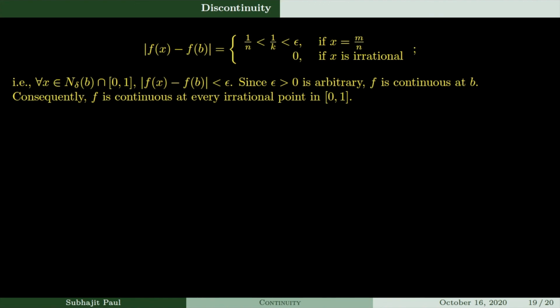This is a peculiar kind of function, this popcorn function. So this is your exercise.